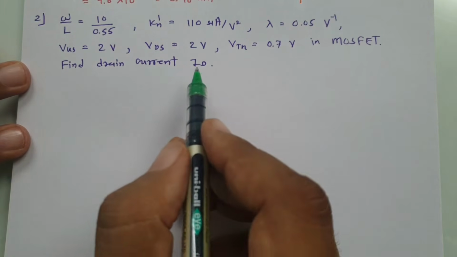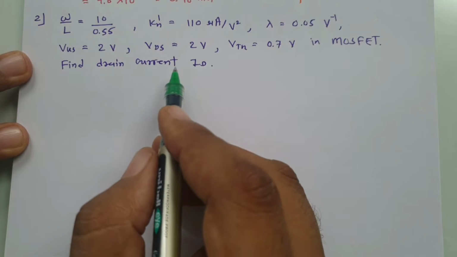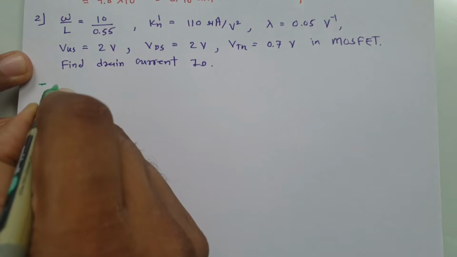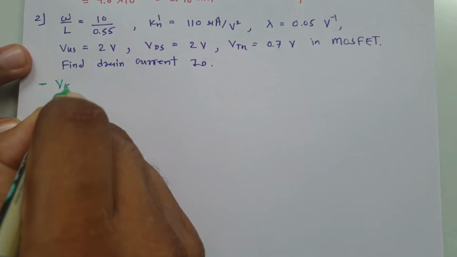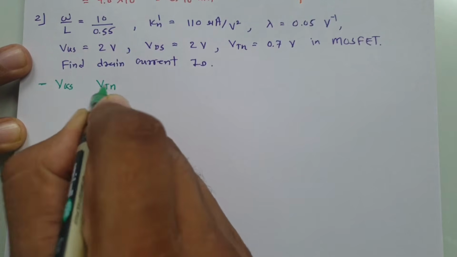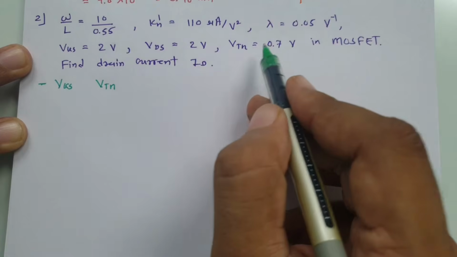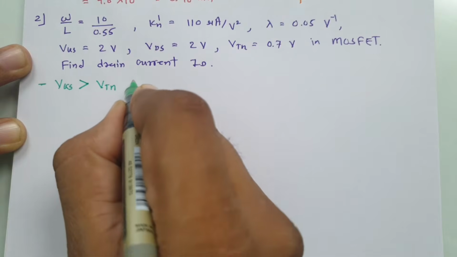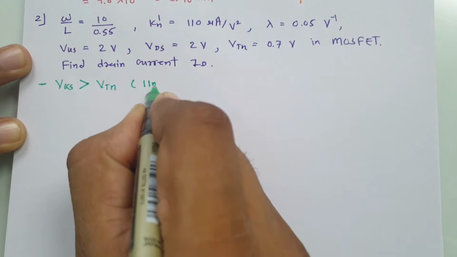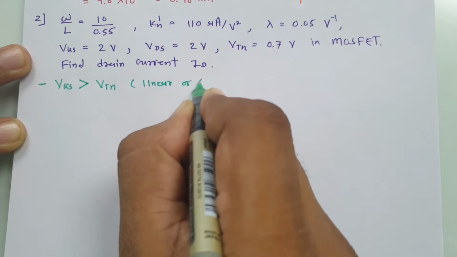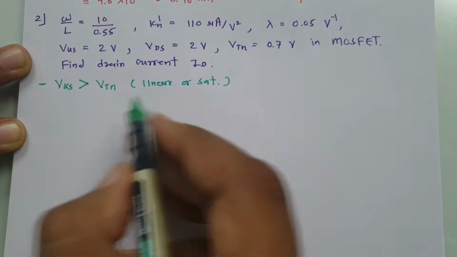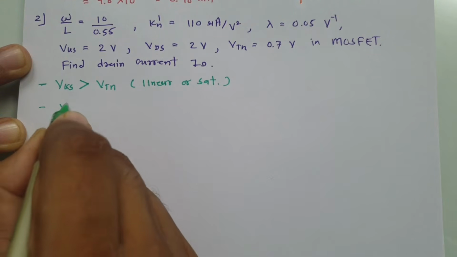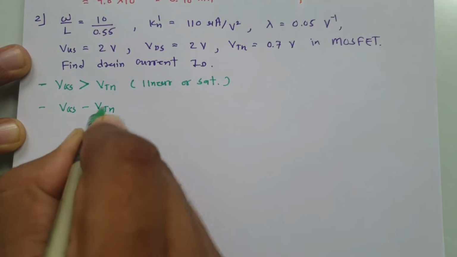So see, as I have told you, to identify the drain current, first we need to identify in which region the MOSFET is functioning. To identify the region, first we need to see the relation between VGS and VTN. Here VGS is 2 volts and VTN is 0.7 volts. So as VGS is greater than VTN, we can say our MOSFET may be in the linear or saturation region, right? To identify linear or saturation, we need to see the drive-in voltage, which is VGS minus VTN.